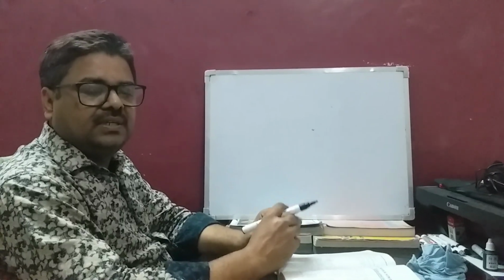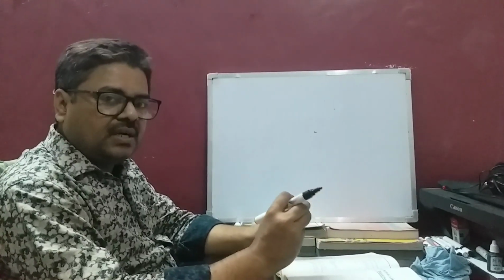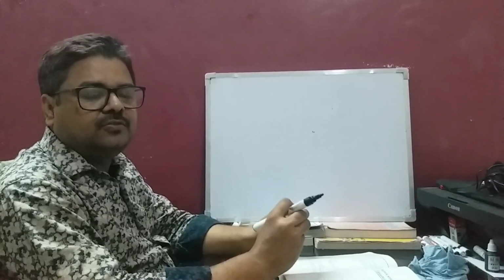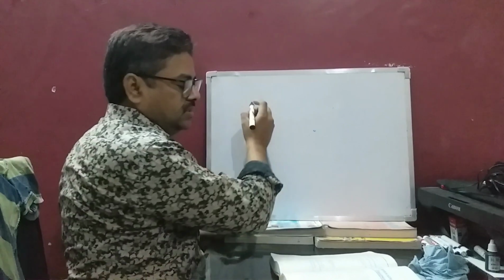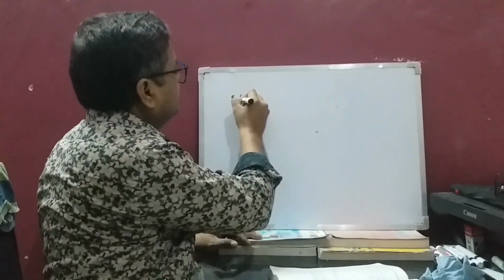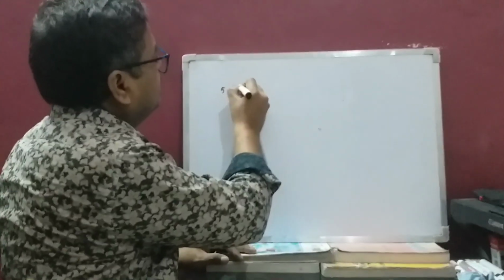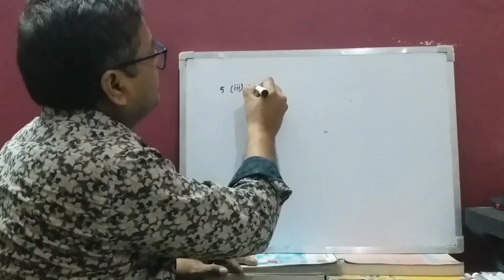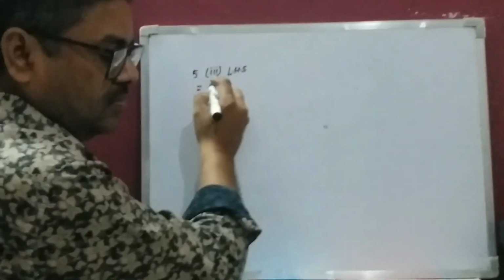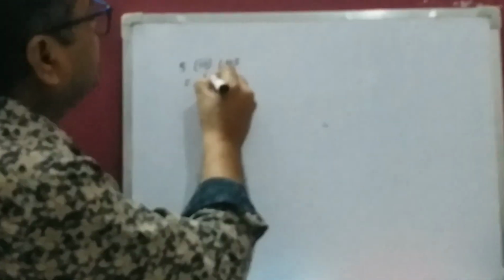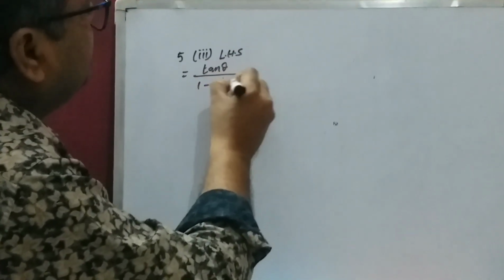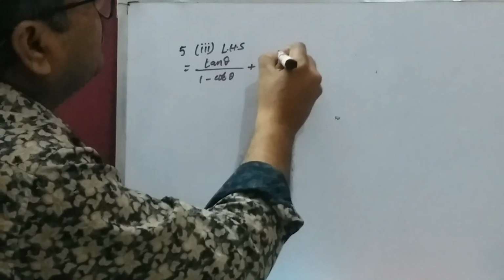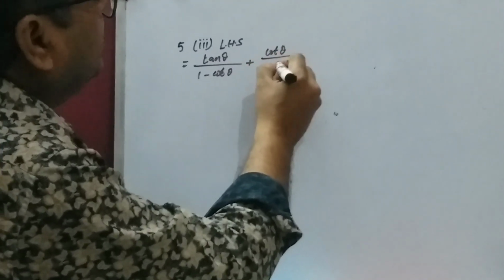Hello student, in this video I am solving the remaining questions of 8.4. So this is question number 3. LHS is equal to tan theta upon 1 minus cot theta plus cot theta upon 1 minus tan theta.